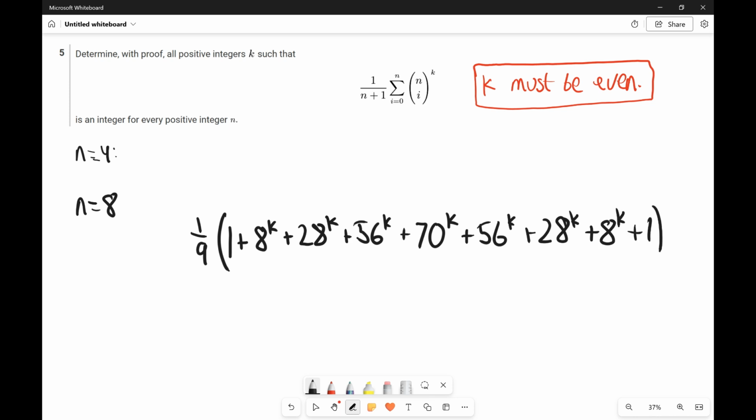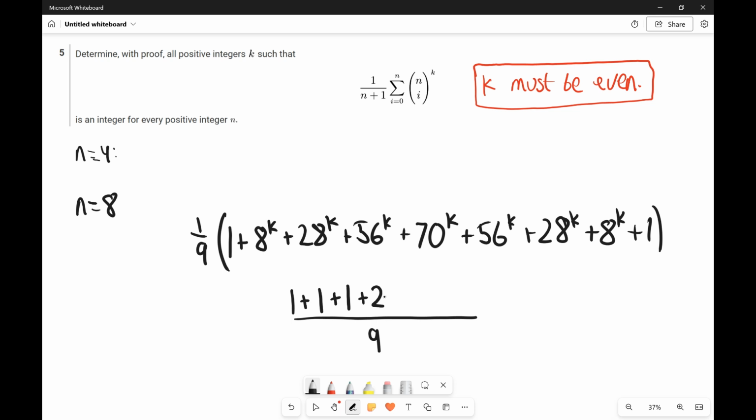And this must be an integer. Whenever k is even, then we get all of this over 9. And then evaluating it gives 1 plus 1. So far, so good. And then another one, again, it's good. But now we run into a problem because now we hit 56. And 56 modulo 9 is 2. So that becomes an issue.